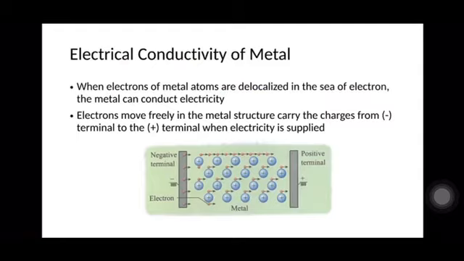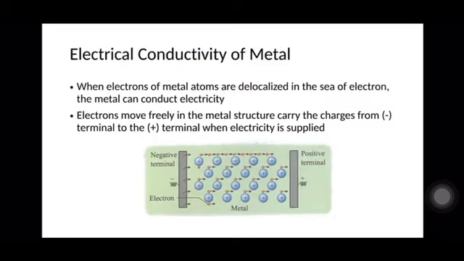So bila berlaku pergerakan delocalization of electrons tersebut, so maksudnya electrons move freely. Electrons move freely. So when the electrons of metal atoms are delocalized in the sea of electrons, inilah yang menyebabkan dia boleh conduct electricity. How? Sebab electrons dia move freely in the metal structure, dia move daripada negative terminal to the positive terminal apabila electricity is supplied.